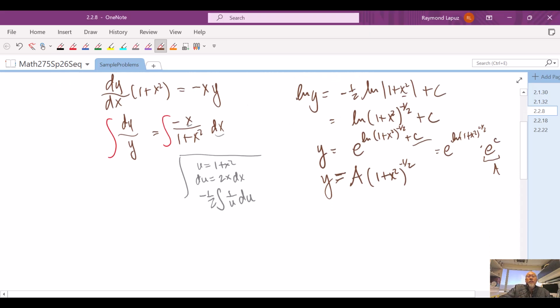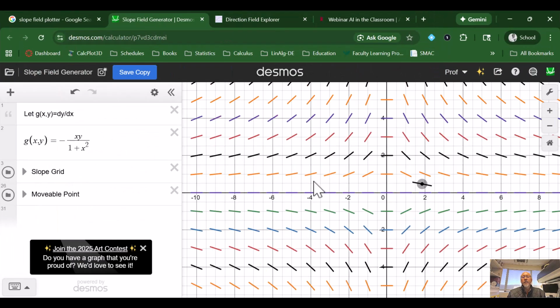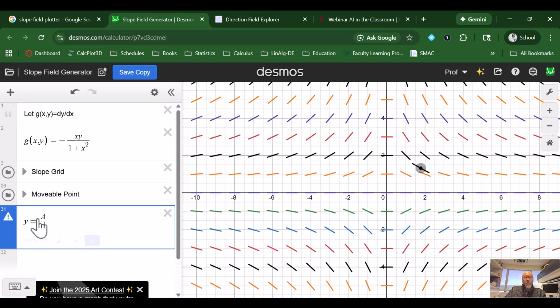Okay, I suppose we can just go ahead and rewrite that as a divided by the square root of 1 plus x squared. All right, so if we're interested in looking at x values between negative 2 and 2 and y values between negative 1 and 1, we can take a look at a slope field of that. I already drew the slope field here, and it looks like we got these values. Let's graph our solution, y equals an arbitrary a divided by the square root of 1 plus x squared.